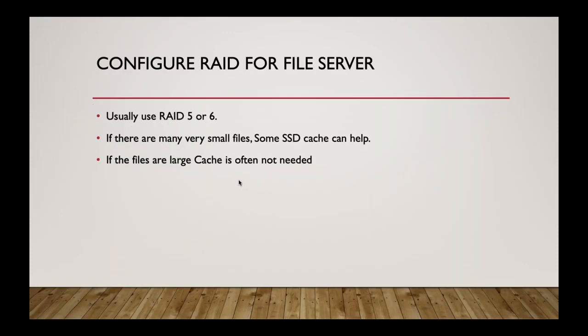So to configure for the file server, typically choose RAID 5 or RAID 6. This gives you excellent storage capacity. RAID 6 especially gives you good safety, and it's good performance for medium to large files. And if you have many small files, then you might choose to use some SSD cache, because SSDs are orders of magnitude better, as I mentioned, for random reads and random writes. So for lots of teeny tiny files, SSD cache helps a lot. And if the files are mostly large, then cache is probably not needed.